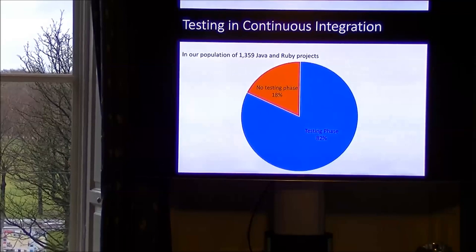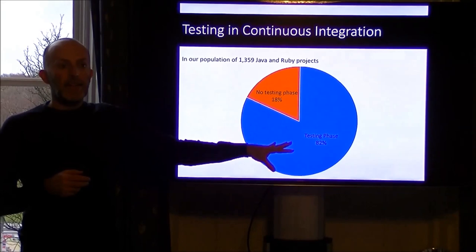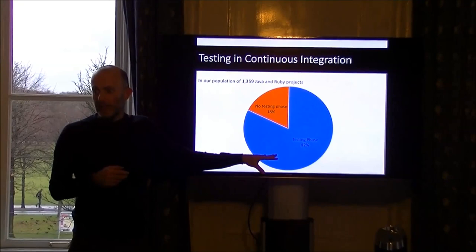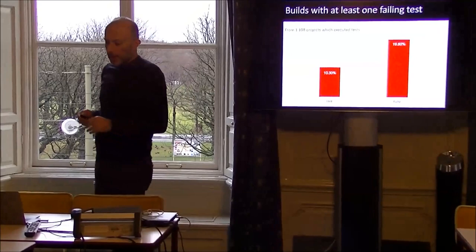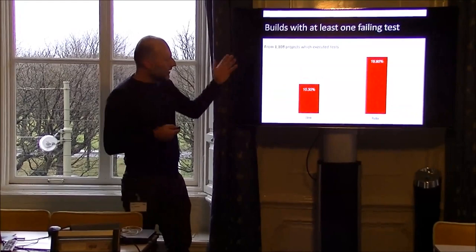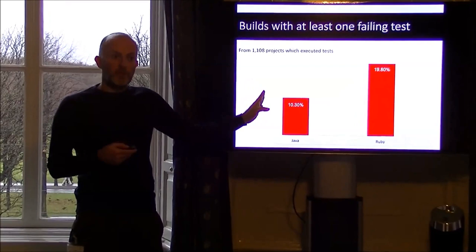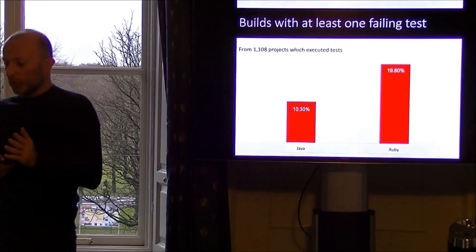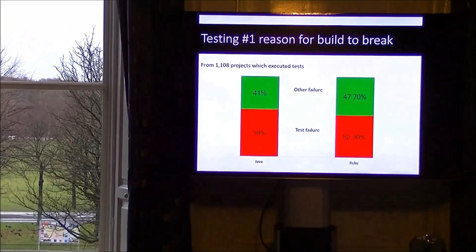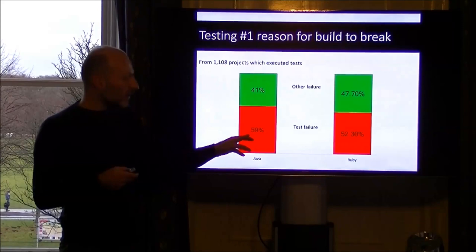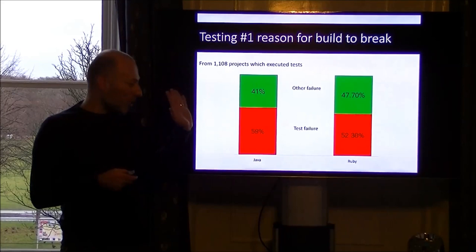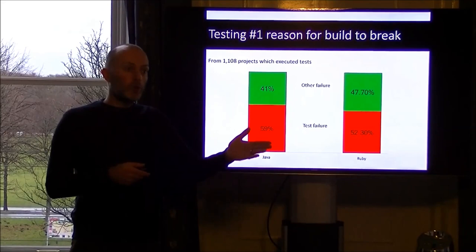And what we saw, luckily, is that a large majority is actually concerned with testing, because they have an explicitly defined testing phase in their CI cycle. 18% do not. They're using CI for some other reasons. And what we saw is the number of builds that show at least one failing test. So for Java, around 10% of builds fail. For Ruby, around 20% of builds fail due to a failing test. But then if we look at what the number one reason is for a build to break, we see that in more than half of the cases, the build breaks because one or more of the tests are actually failing. And the other failures could be security related, could be because the code style guidelines are not adhered to, and so on.